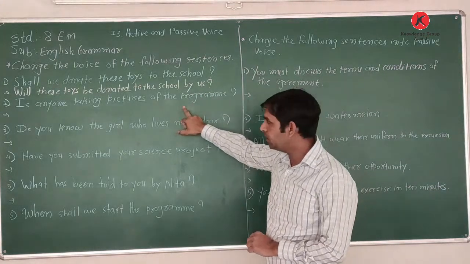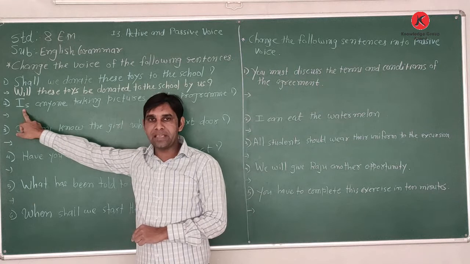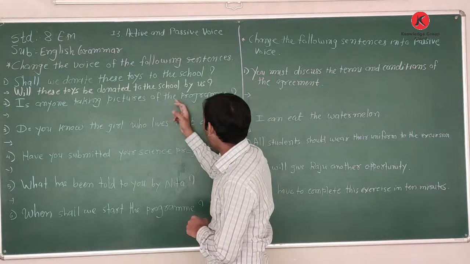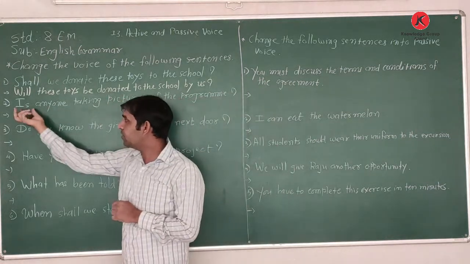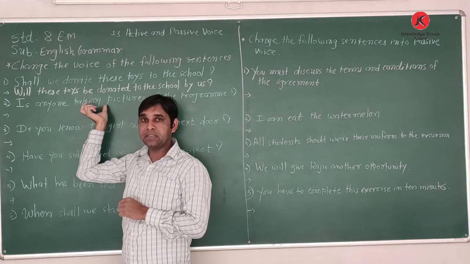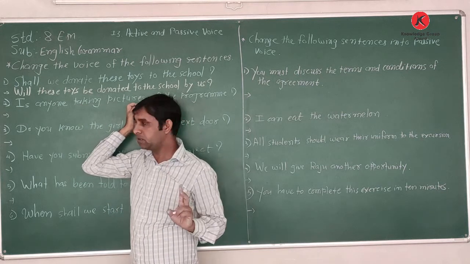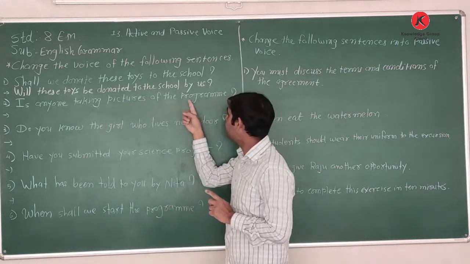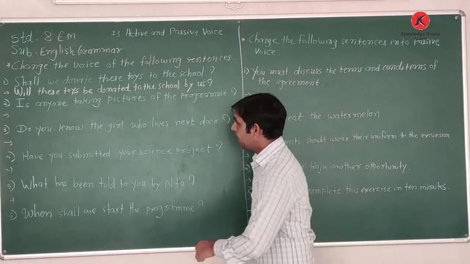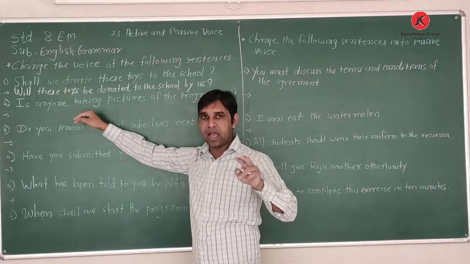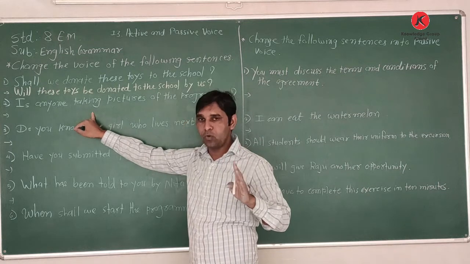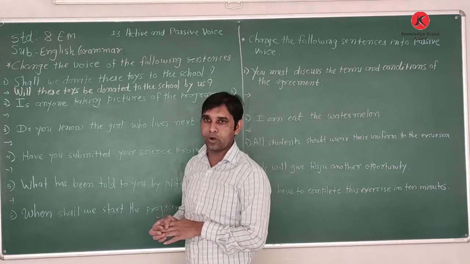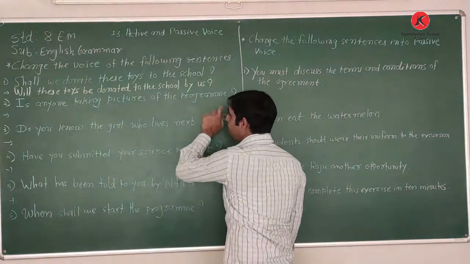Now comes the second one. Here the present to be form is given: Is anyone taking pictures of the program? So the to be form is given, then anyone, then the verb. After the verb, we find the object. If we make a question with what, what is anyone taking? The answer is pictures of the program. We find the object: pictures of the program.